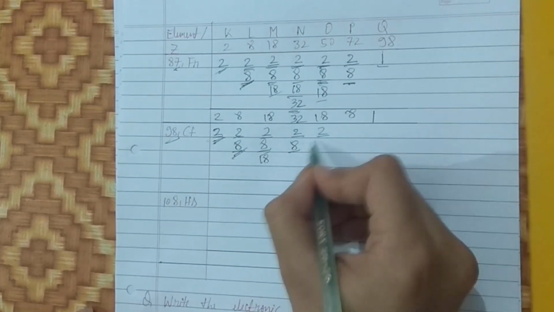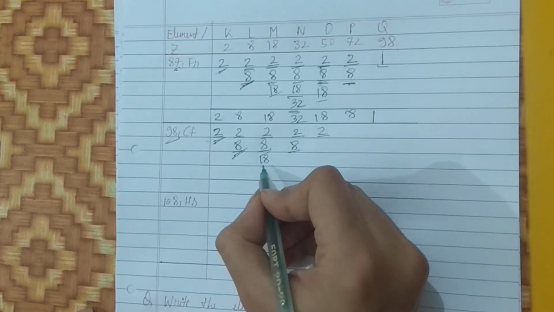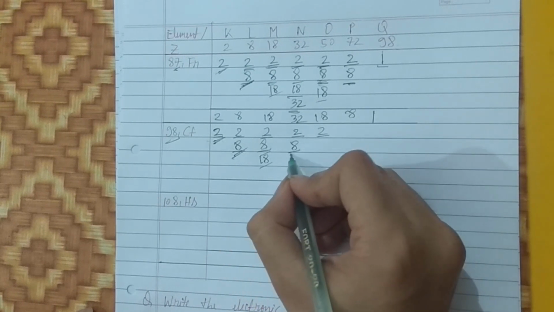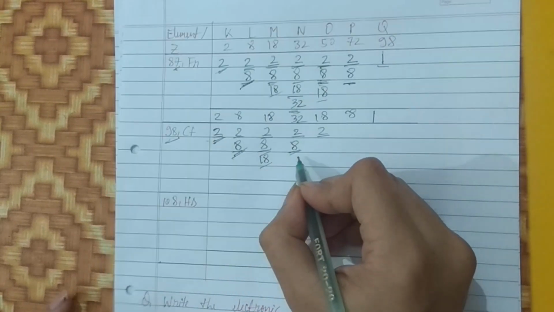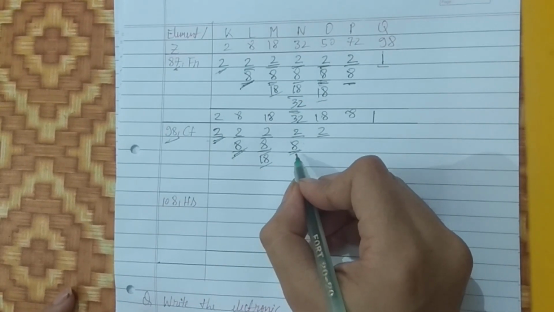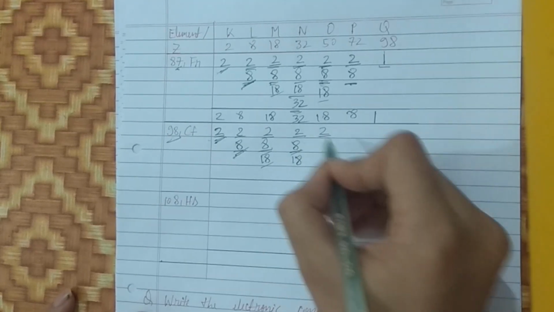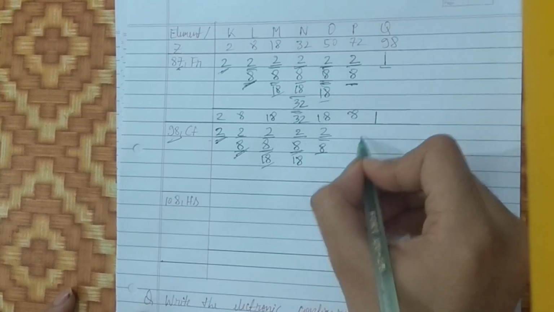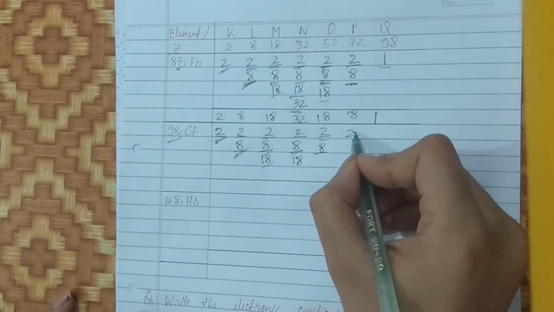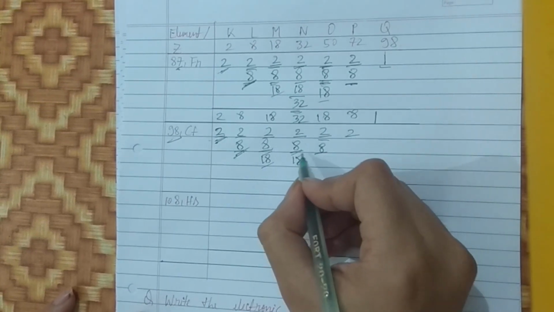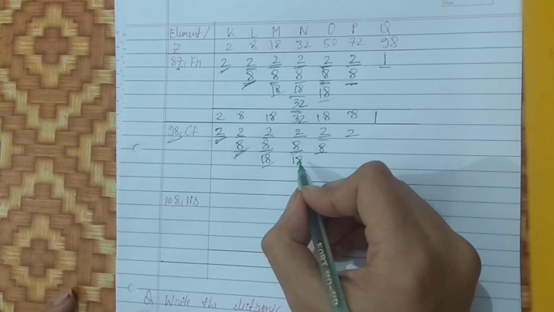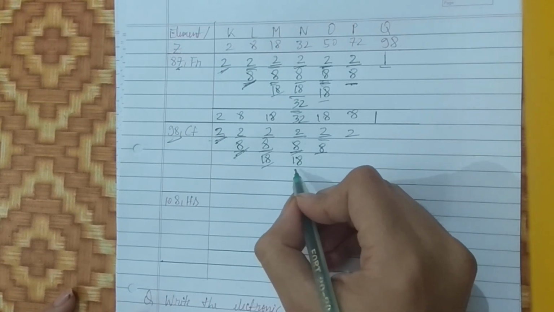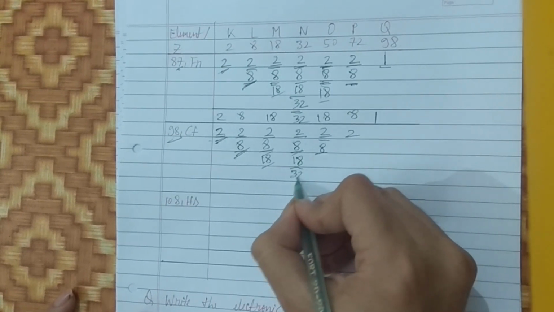Again we will check for n minus 2. N minus 2 is fully filled, so no problem. We will check for n minus 1. It's neither fully filled nor having 18 electrons, that's why we will fill up to 18 here. Again we will exceed 2 here, and we'll go up to 8. Again octet rule will come in picture, that's why we will fill 2 here. After that we will see if n minus 2 is fully filled having 32 electrons. It's neither fully filled nor having 32 electrons, so we will go up to 32 here.